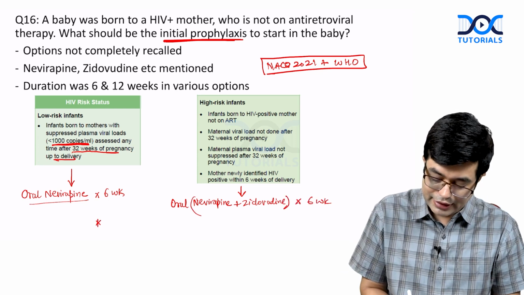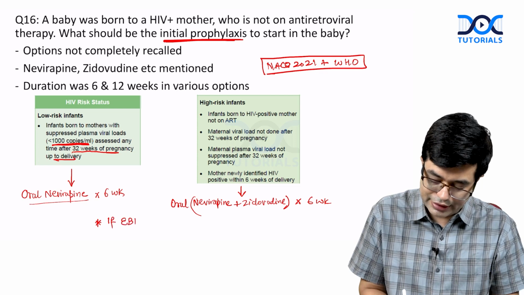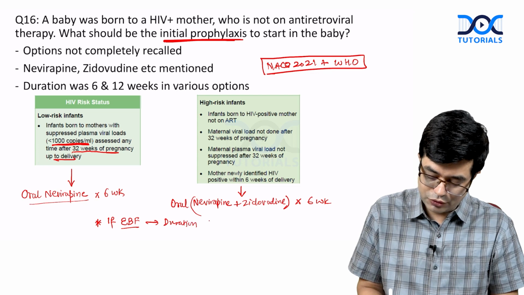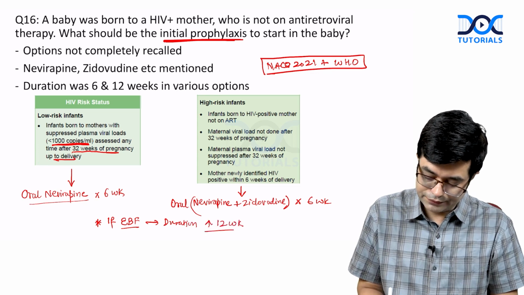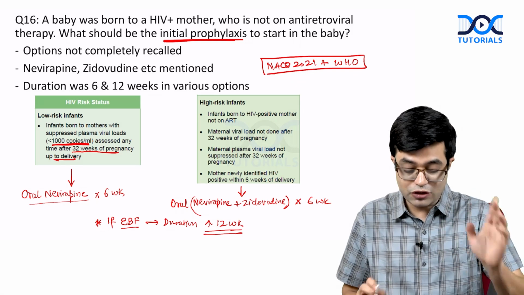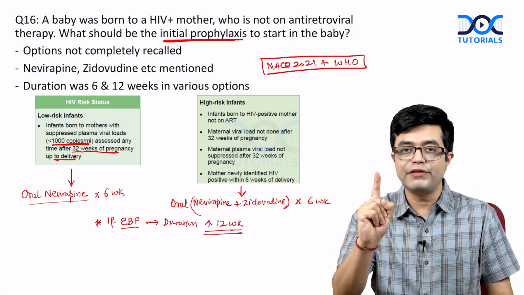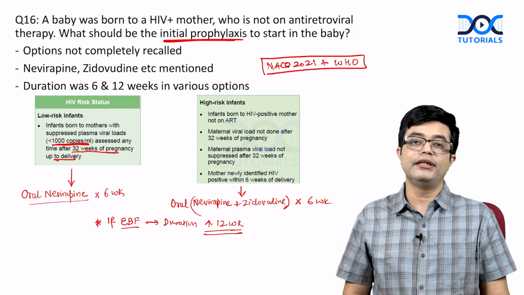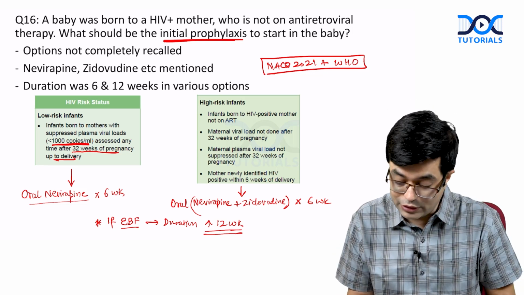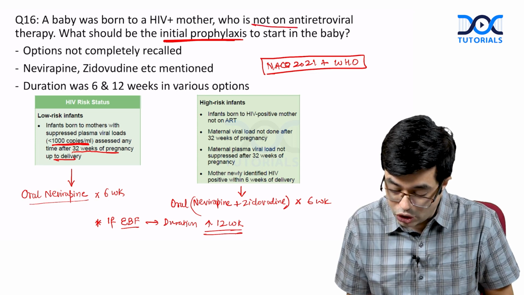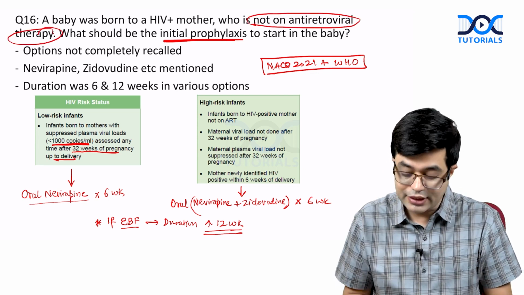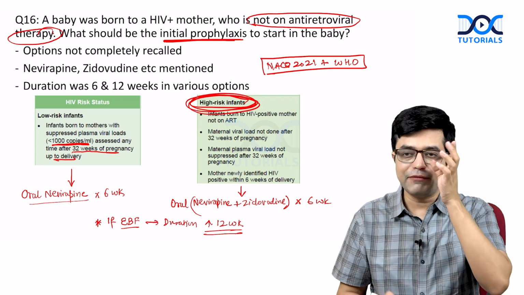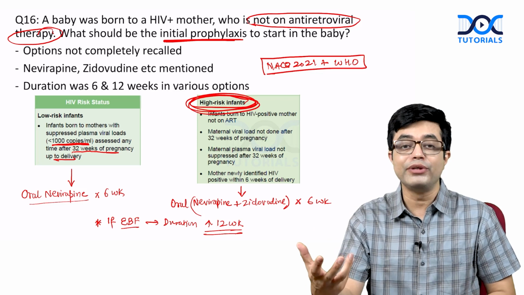Remember, there is a catch. If the child is on exclusive breastfeeding, which is what is recommended, the duration can be increased up to 12 weeks, right? So as per students, there was only one option which had nevirapine plus zidovudine to be given, and that would have been the most correct answer. Because look at the question: the HIV mother is not on antiretroviral therapy, and what is this baby? High risk infant.